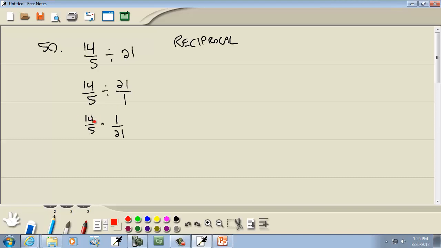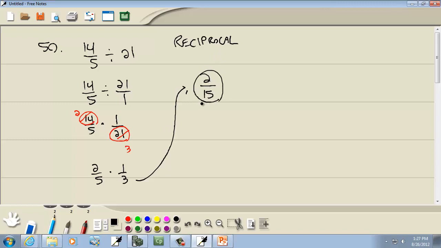Now we simplify. If a number on top and a number on the bottom are both divisible by the same number, divide them. 14 and 21 are both divisible by 7. 21 divided by 7 is 3. 14 divided by 7 is 2. So we got 2/5 times 1/3. Well, can't simplify anymore, so multiply the top parts together. 2 times 1 is 2, and the bottom parts, 5 times 3 is 15. So our answer is 2/15.